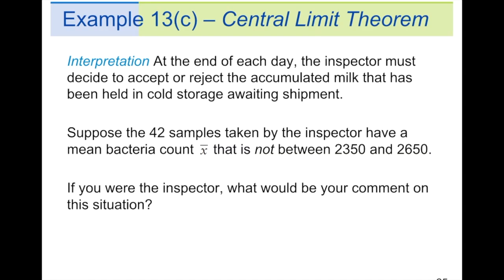At the end of each day, the inspector must decide to accept or reject the accumulated milk that has been in cold storage waiting shipment. Suppose the 42 samples taken by the inspector have a mean bacteria count X bar that is not between 2,350 and 2,650, so either below 2,350 or above 2,650. If you were the inspector, what would be your comment on this situation?